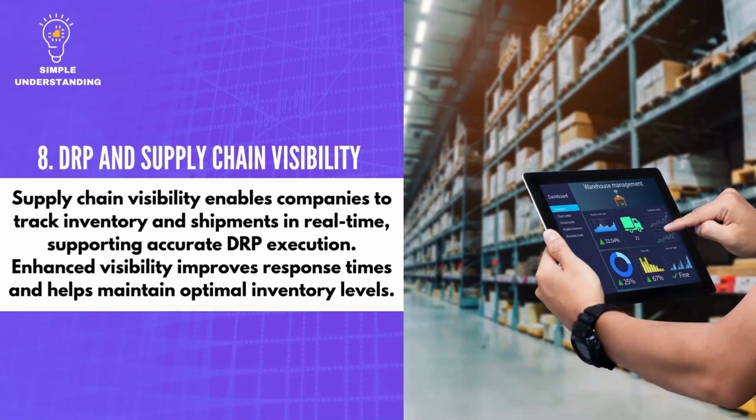8. DRP and supply chain visibility. Explanation. Supply chain visibility enables companies to track inventory and shipments in real time, supporting accurate DRP execution. Enhanced visibility improves response times and helps maintain optimal inventory levels.